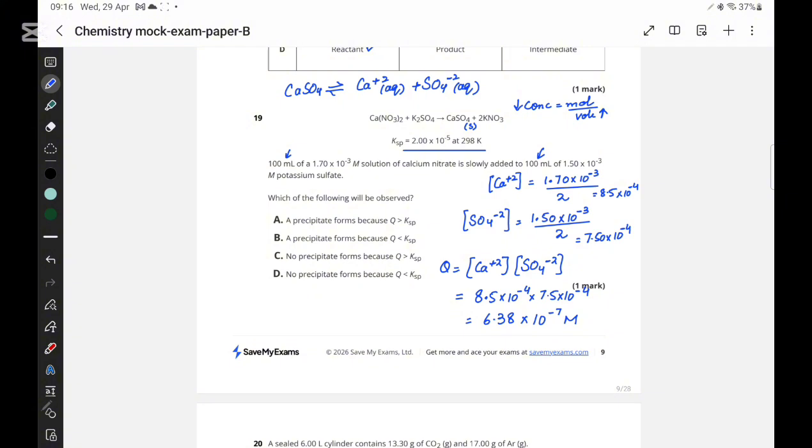And if you compare the value of Q and Ksp, you are going to see that Q is less than Ksp. If Q is less than Ksp, then what happens? The reaction would shift towards the right hand side, and you can see that no precipitate forms. And when no precipitate forms, the answer is going to be D, that no precipitate forms because Q is smaller than Ksp.